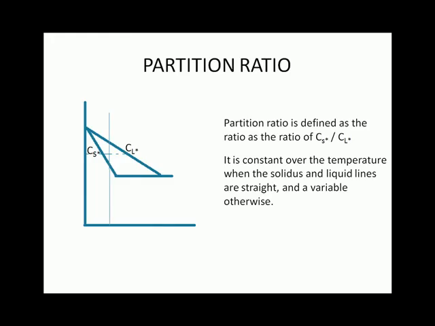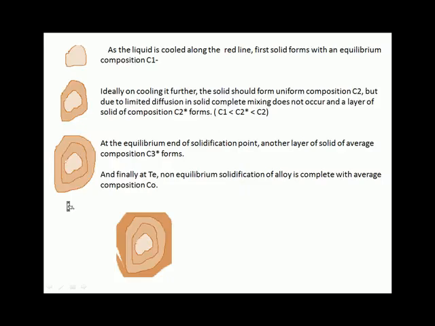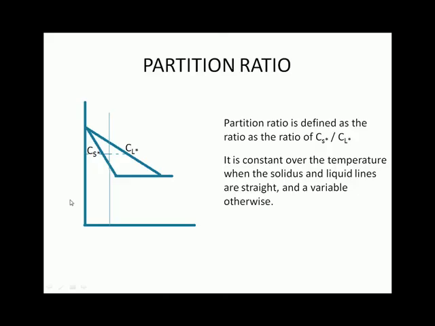Now we will define the partition ratio. The partition ratio at any point is defined as the ratio of CS star upon CL star. It is constant when the solidus and the liquidus lines are straight lines, but variable when these are curves.